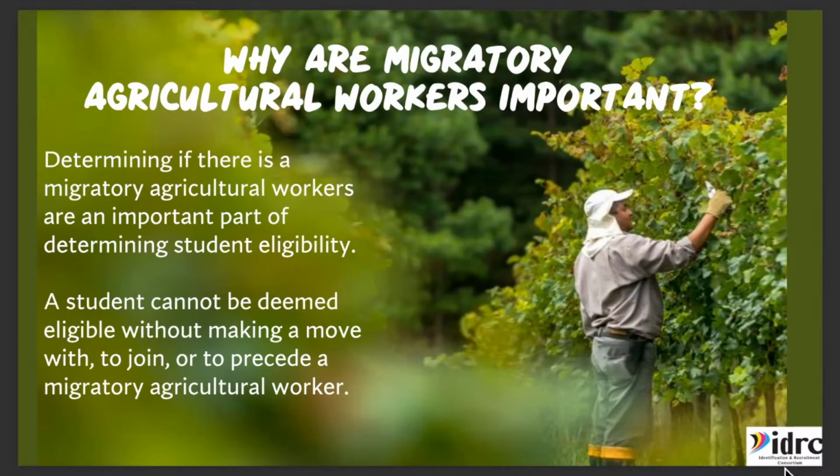Determining if there is a migratory agricultural worker is an important part of determining student eligibility. A student cannot be deemed eligible without making a move with, to join, or to precede a migratory agricultural worker, or without being a migratory agricultural worker themselves. The migratory agricultural worker is one of, if not the most important part of student eligibility, and should be the first thing recruiters look for when trying to determine if a student is eligible.